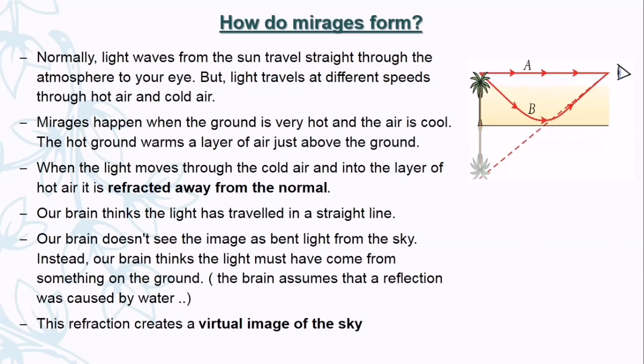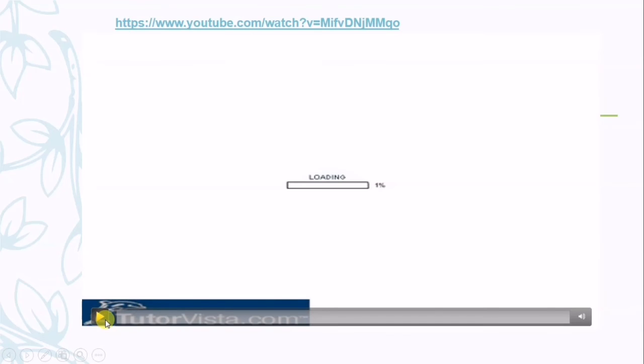So our brain thinks, when we are far from this position, that there is a pool or a lake of water here that's causing the reflection of rays coming from the tree and giving an inverted image of the tree. But in reality, there is no water, there is nothing. It's because of a mirage. This one is a virtual image of the sky. The last video.